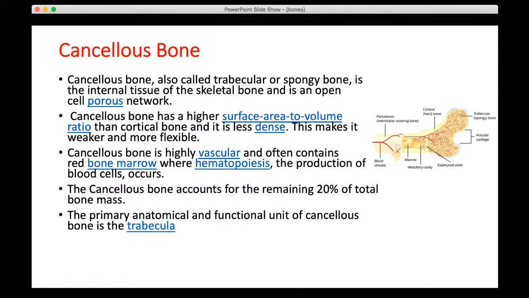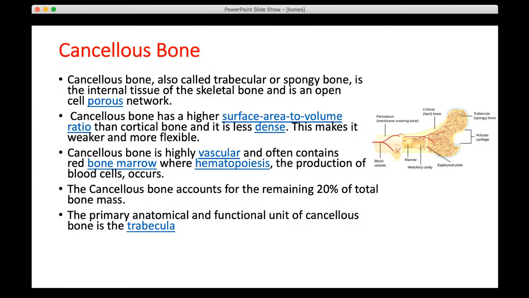Now coming to the cancellous bone, and in the central part is the spongy. It is on the outer layers. Okay, now coming to spongy or the cancellous bone. Let the slide change and you will see. So cancellous bone is also known as spongy bone, and it is also known as trabecular bone. It is the internal tissue, basically the soft part of your skeletal bone, and it is basically a porous network.